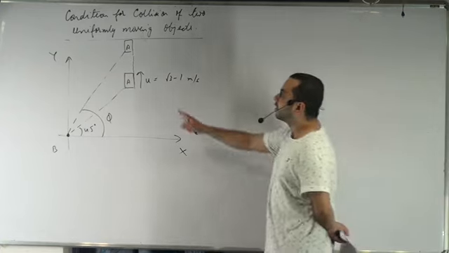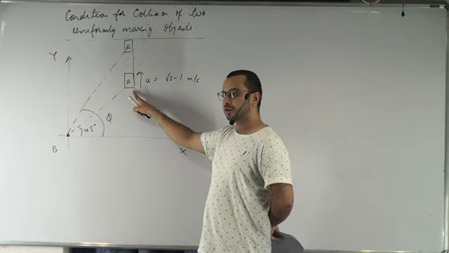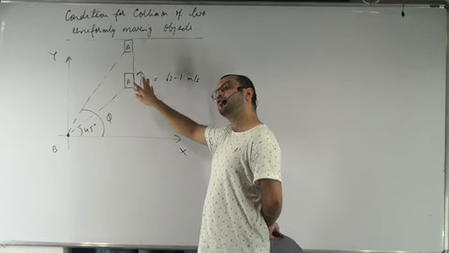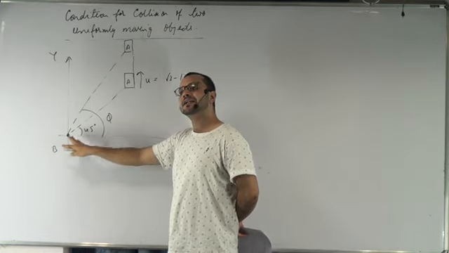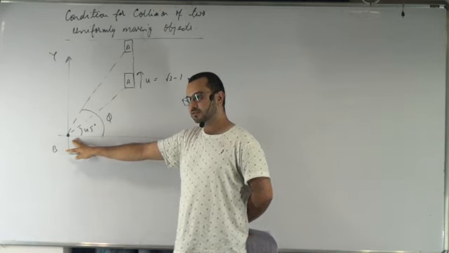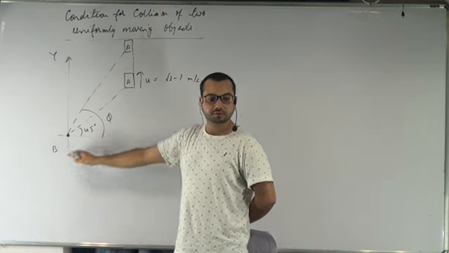Uniform velocity. Is this moving with a uniform velocity or not? Is its direction changing? No, it is moving at its own uniform velocity. There is no acceleration. Is that correct?